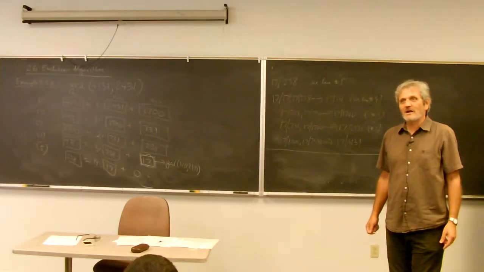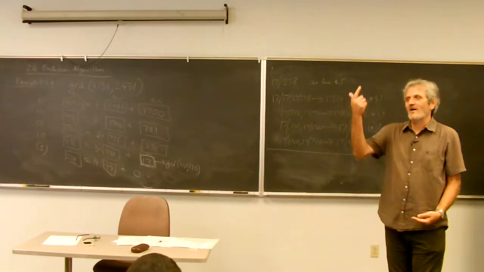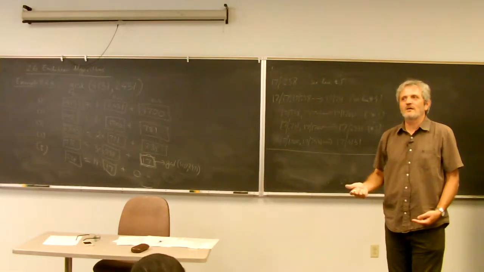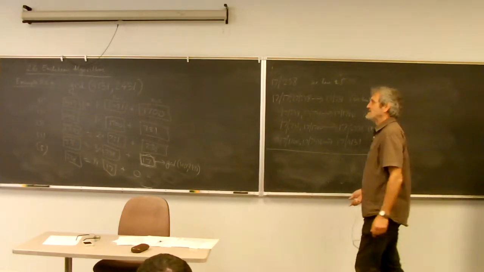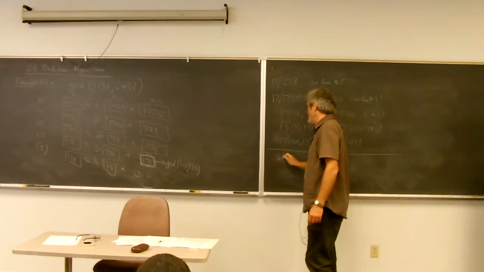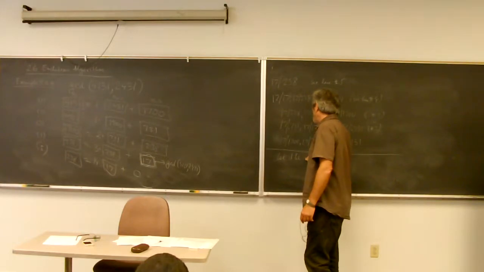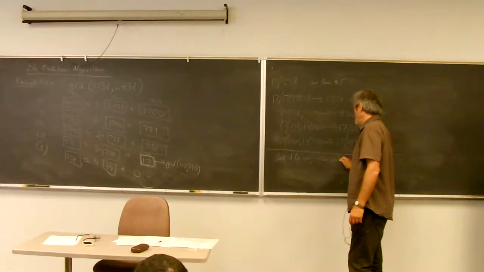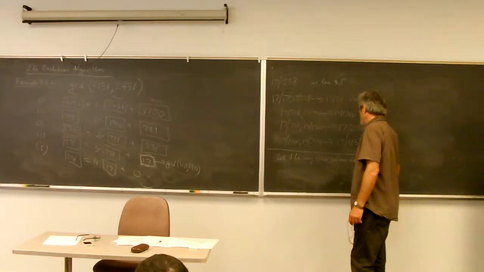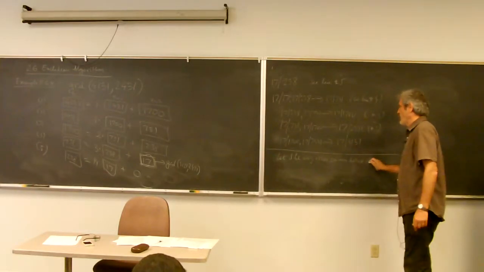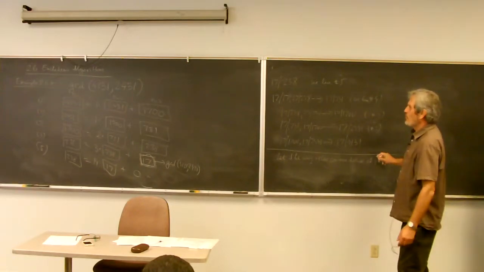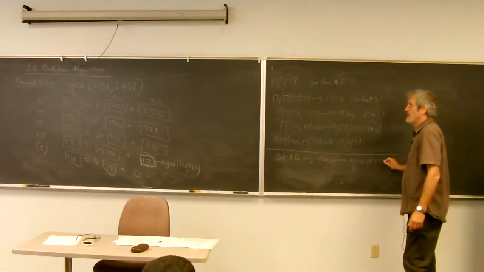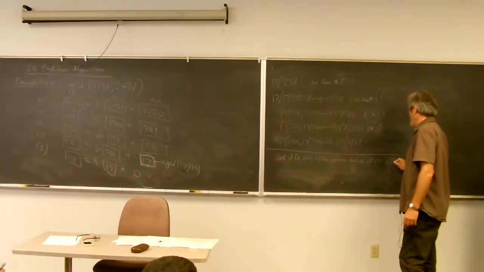You use the same argument, but not from the bottom to the top, from top to the bottom. And you say the following. Why is this the greatest one? Let D be any other common divisor of 4131 and 2431.